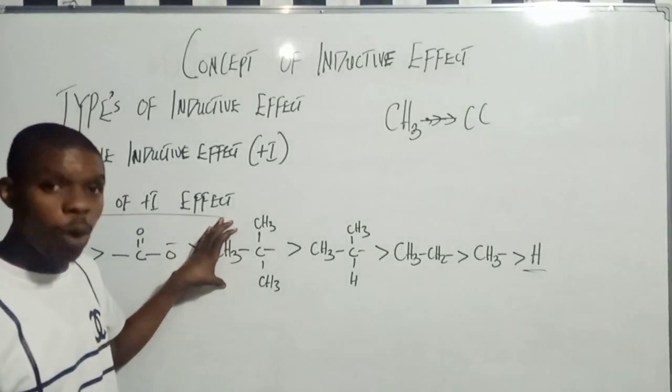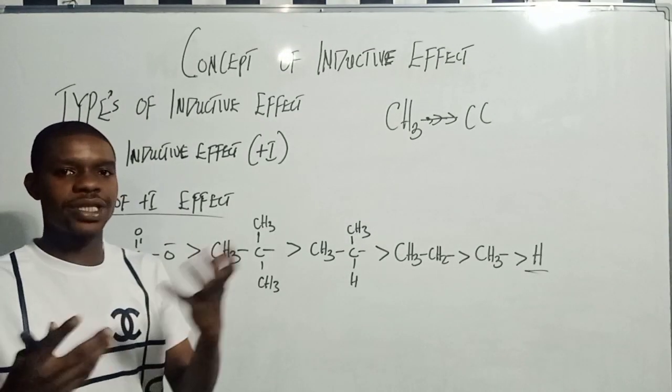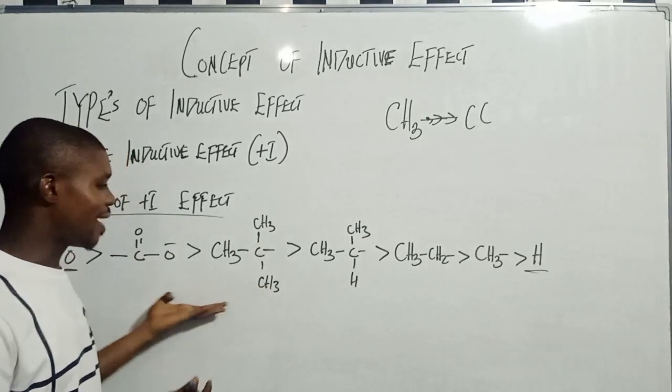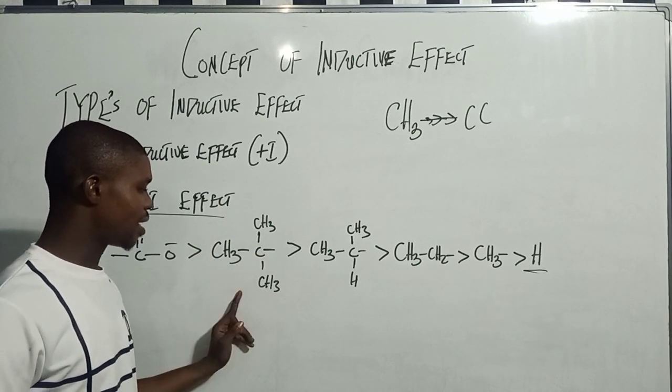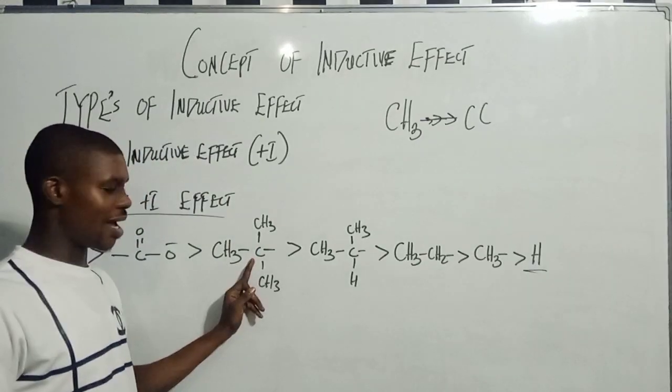Now the one I want to use more in this video, and the one I want you to see more in your exam, is this one here. Consider that this carbon is carrying three methyl groups. So this one is called a tertiary alkyl group.